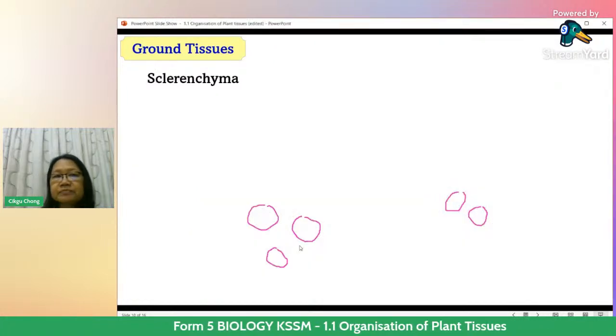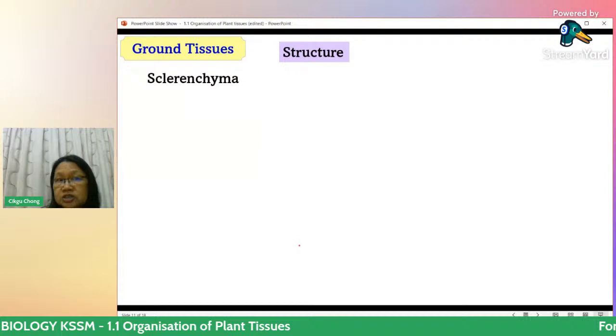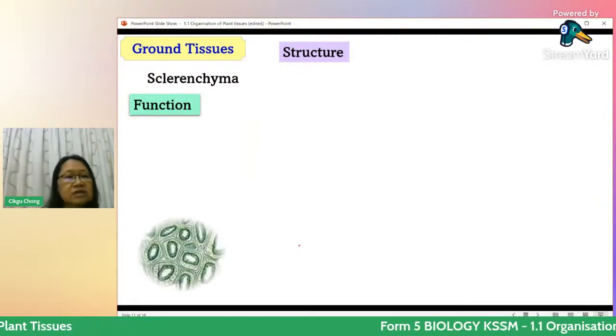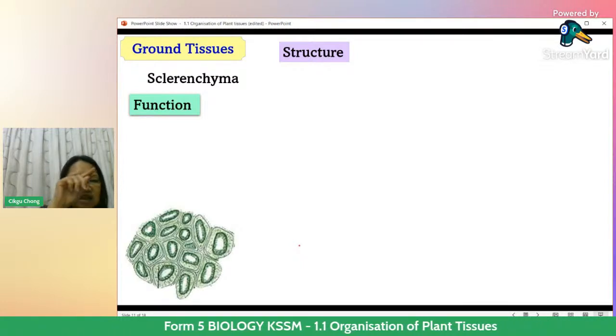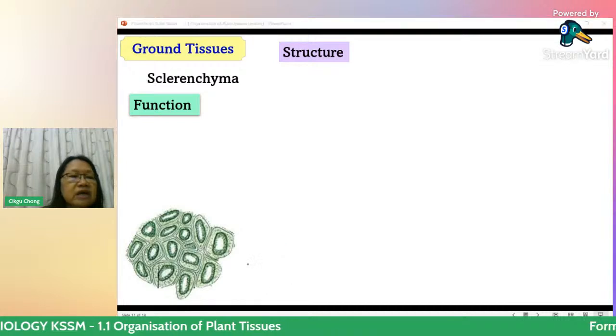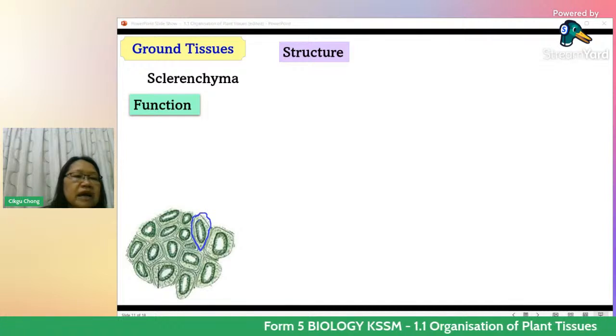Okay, next one, Sclerenchyma. Again, we look at the structure and function. Structure is the physical features. So you see all this? All this is a drawing of Sclerenchyma tissue. You can see the thickness. And then I draw this here. This is the outermost, and see how thick the cell wall is? This is how thick the cell wall is.